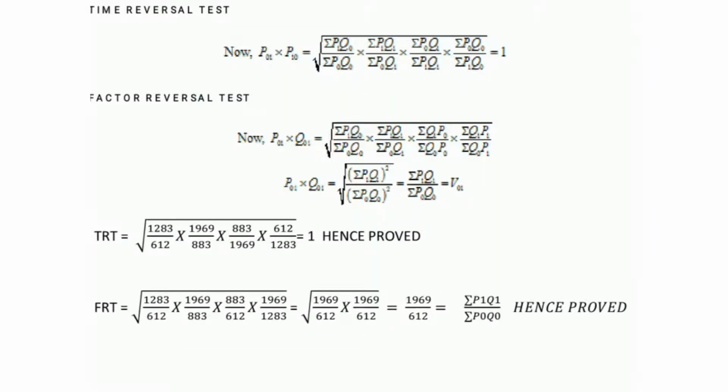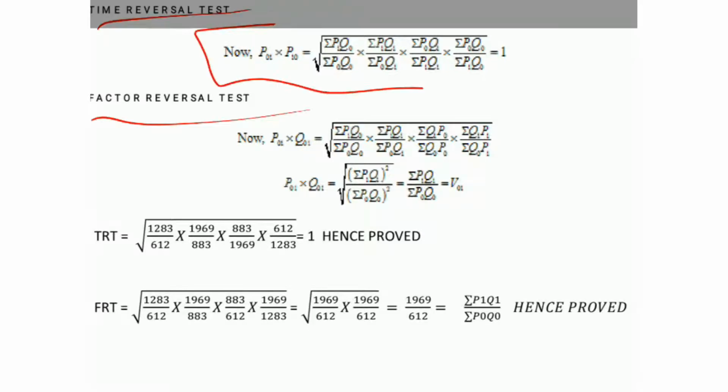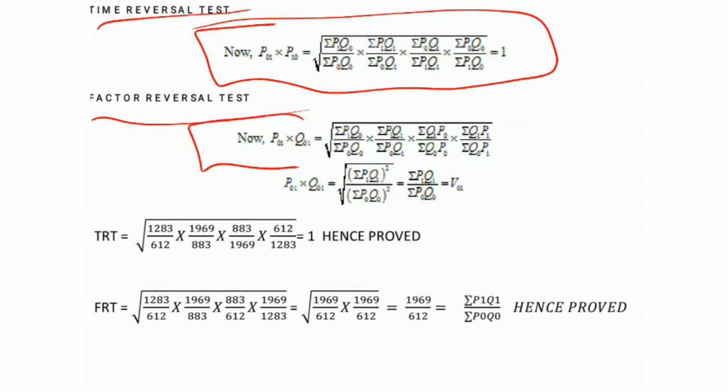TRT is the time reversal test, and FRT is the factor reversal test. The formula is given. Students need to remember this formula in order to solve the problem, but the formula is not so difficult. Students might think it is a bigger formula. Let us go back to this.